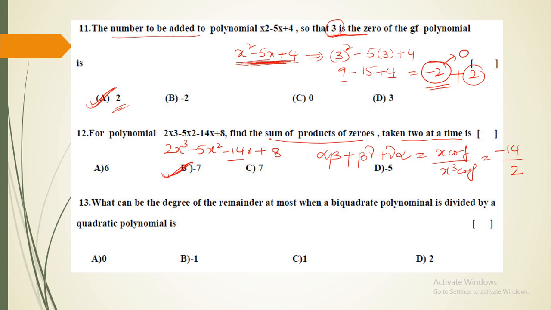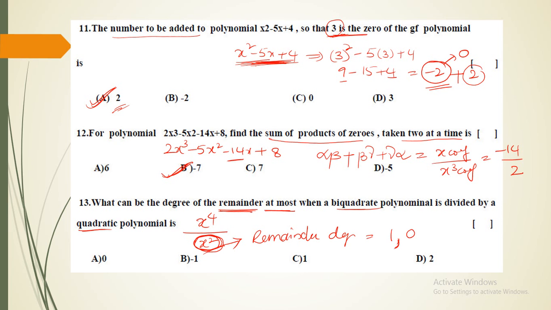Next, what can be the degree of the remainder? Here it is talking about the remainder when a biquadratic polynomial is divided by a quadratic polynomial. What is a biquadratic polynomial? It will have the power as 4, and it is divided by a quadratic polynomial. The degree of the remainder depends on the degree of the divisor. Since the degree of the divisor is 2, the remainder degree can be 1 or 0.